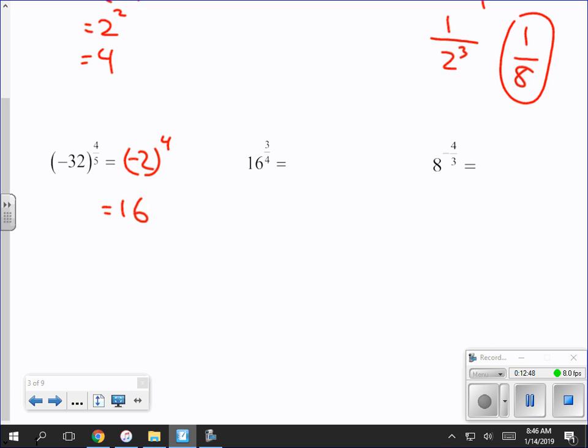Don't get confused with the negative in the exponent and the negative in front of the number. They do not mean the same thing. Negative in the exponent has nothing to do with the sign of your final answer. Most common mistake students make: oh, it's a negative exponent, my answer is negative. No, it's not. It means it's a fraction.